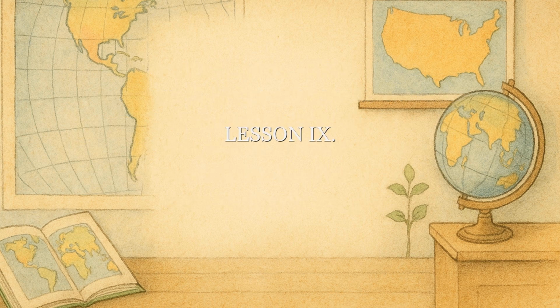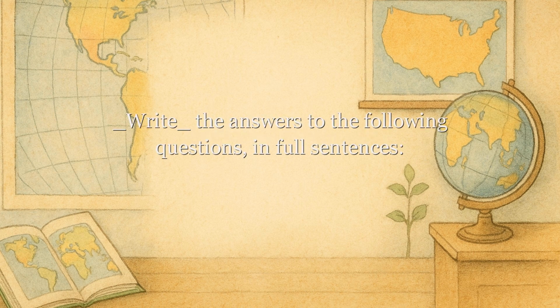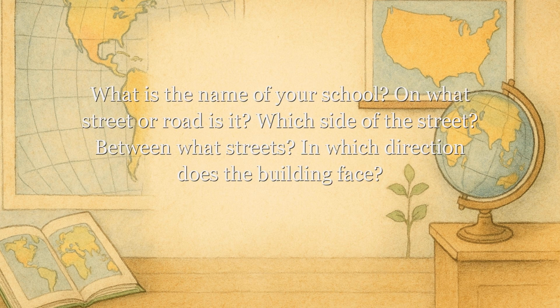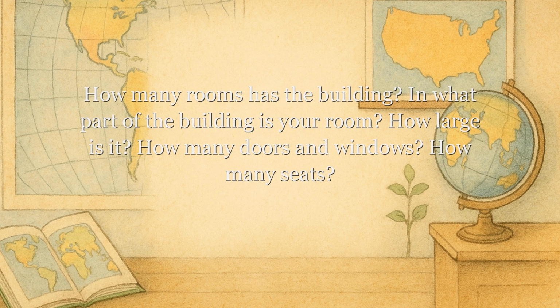Lesson X. Written exercise. Write the answers to the following questions in full sentences. What is the name of your school? On what street or road is it? Which side of the street? Between what streets? In which direction does the building face? How many rooms has the building?